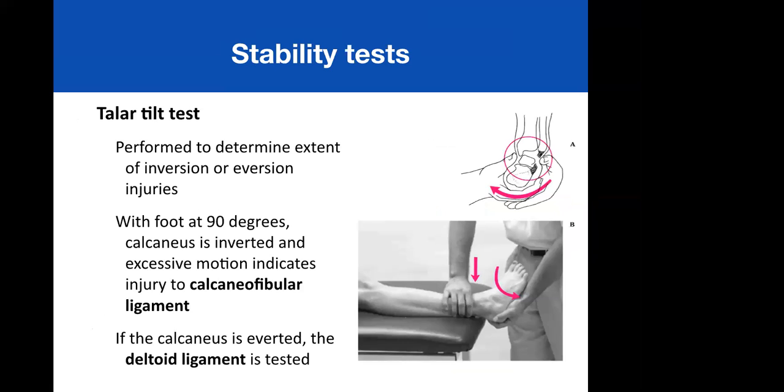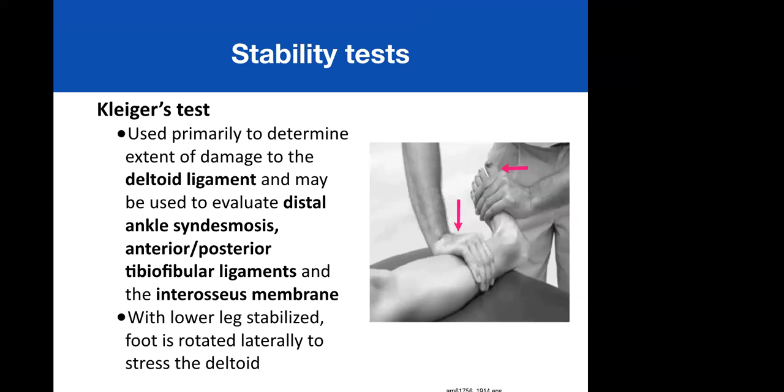Similarly, the Talar tilt test for the calcaneofibular ligament is an inversion test, where you invert the ankle and you see a gap opening up, or you feel the ankle moving more as compared to the opposite side. This is Kleiger's test for deltoid and syndesmotic instability, a plantar flexion external rotation test, used to check for syndesmosis and deltoid.